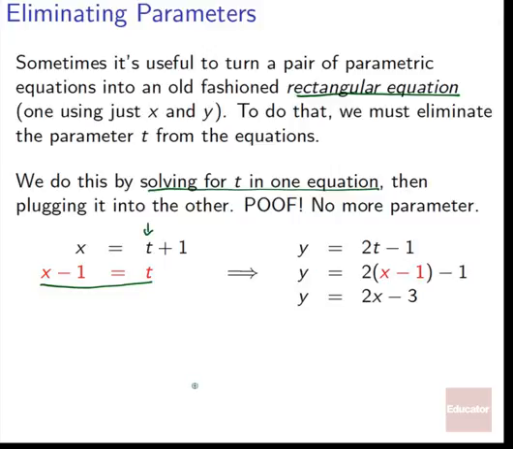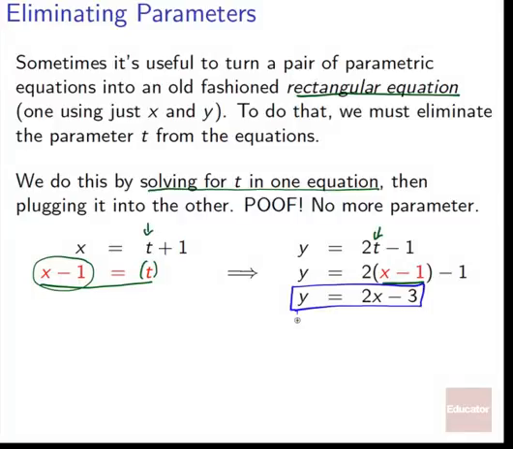t. Not too difficult. At that point, we can take this value for t and plug it in here, so x minus 1 takes the spot of the t in the y equation. We have y equals 2 times quantity x minus 1, minus 1. We simplify that and we get y equals 2x minus 3, at which point we have a rectangular equation. We have eliminated the parameter from it because we no longer have t.